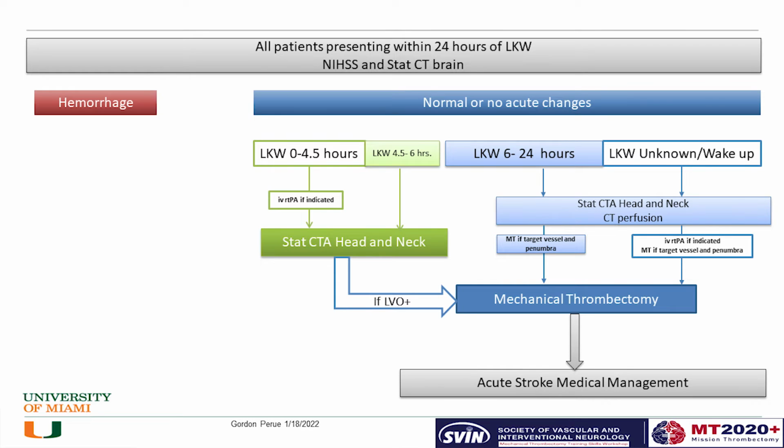If the patient is a wake-up patient or unknown last time seen well, and you do the perfusion scan, you actually see an ischemic penumbra, you can consider IV tPA per the wake-up protocol, which is a little bit different, and then actually give tPA and on to mechanical thrombectomy.